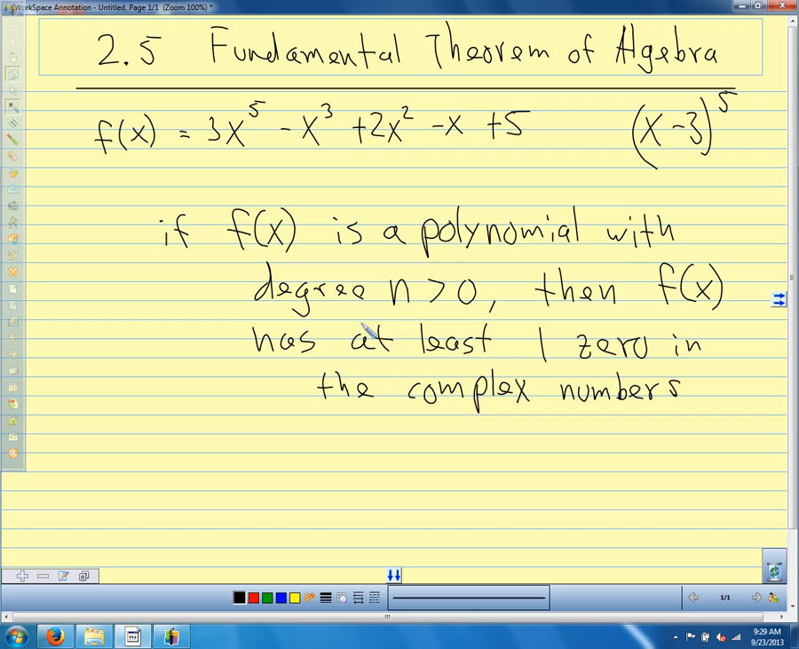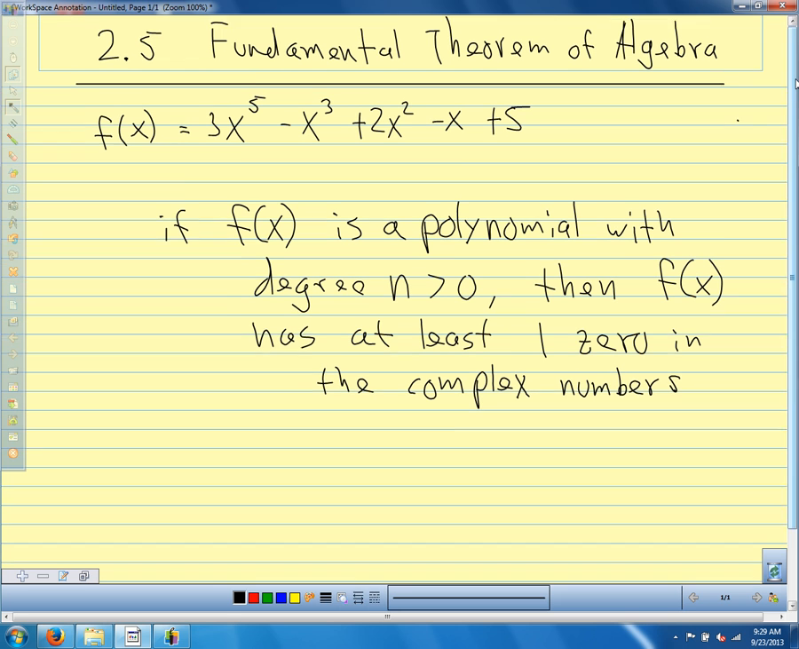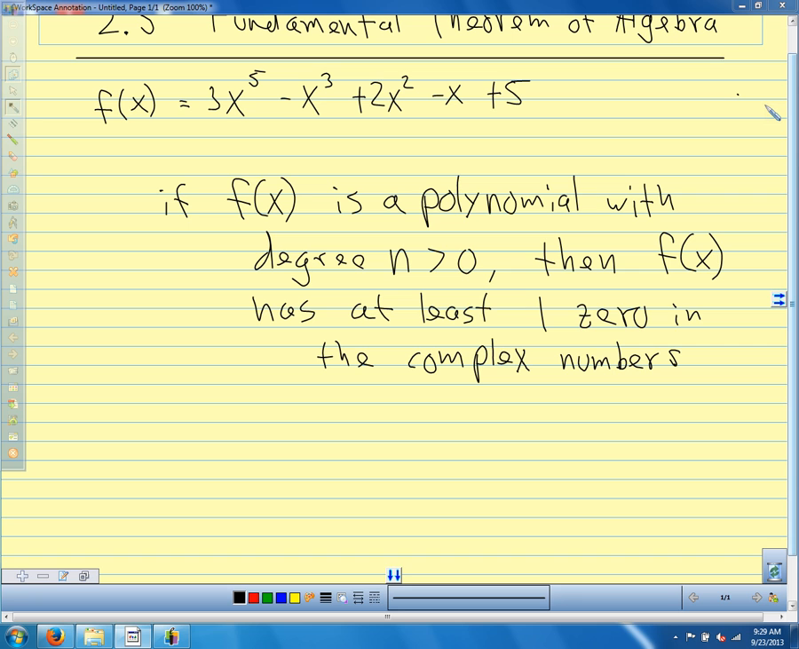There's at least 1. They could be repeated. So we could have repeated zeros. So that's why we say at least. Try to be as precise as we can in mathematics. So we know we have at least 1 zero in the complex numbers. No matter how gnarly, how ugly, how long, what the coefficients are, what these numbers are, we can find a zero in the complex number system. And remember that real numbers are also complex numbers. Real numbers are inside the complex numbers. Real numbers are complex numbers with no imaginary part.